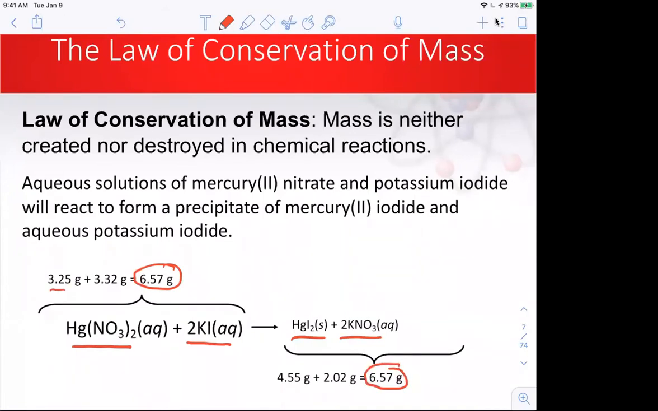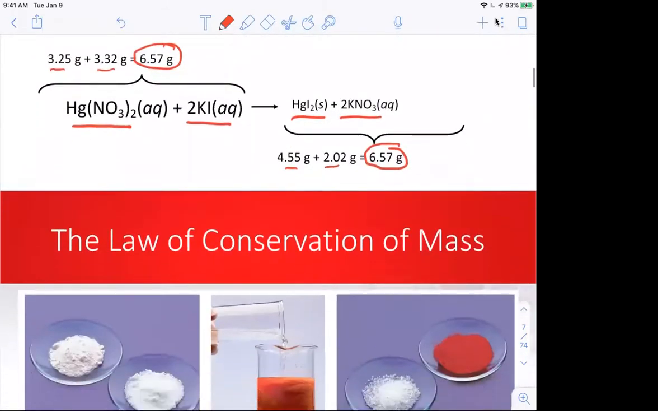Notice the amounts are not going to be the same because I've broken bonds and rearranged atoms. But the mass of the starting materials is equal to the mass of the products, because the number and type of atoms that go in are the number and types of atoms that come out, even though they've been rearranged into new substances.